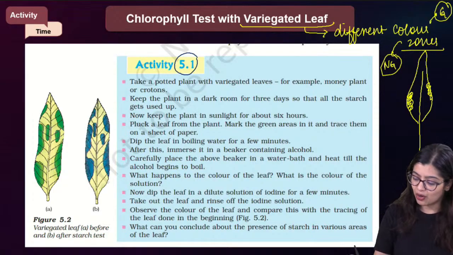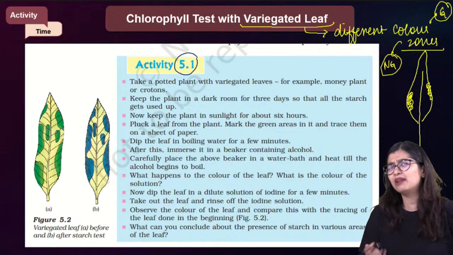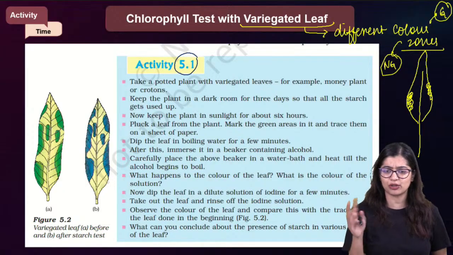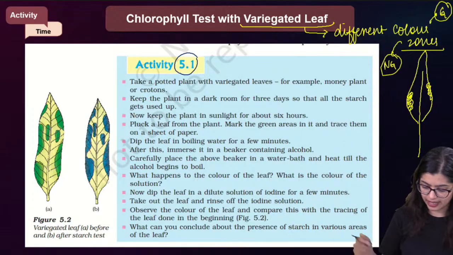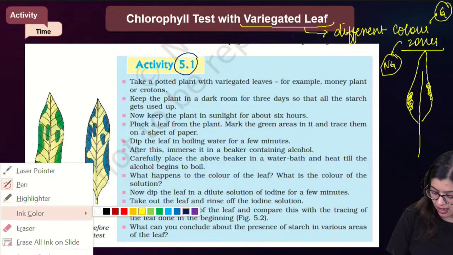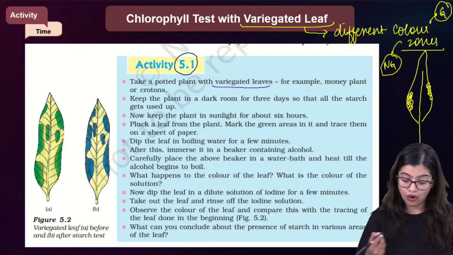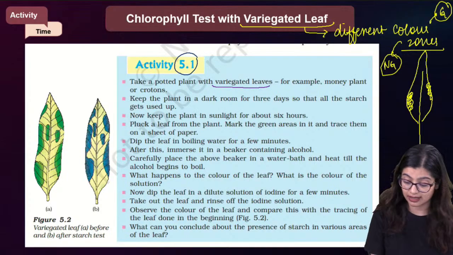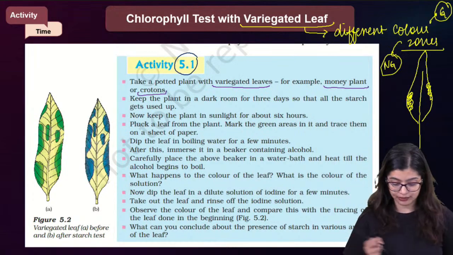Yes. Now, this is what we understand as a variegated leaf. You need to say that there is a difference in green and non-green regions, right? So we are going to take a potted plant with a variegated leaf. For example, sometimes there are certain money plants and crotons which are said to be examples of the same.